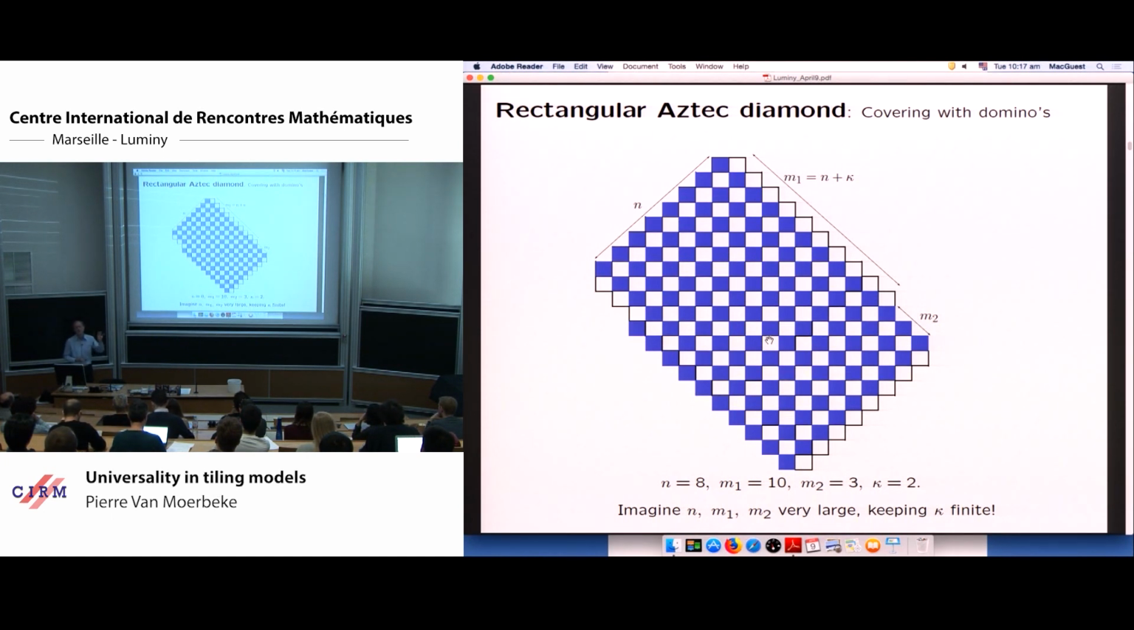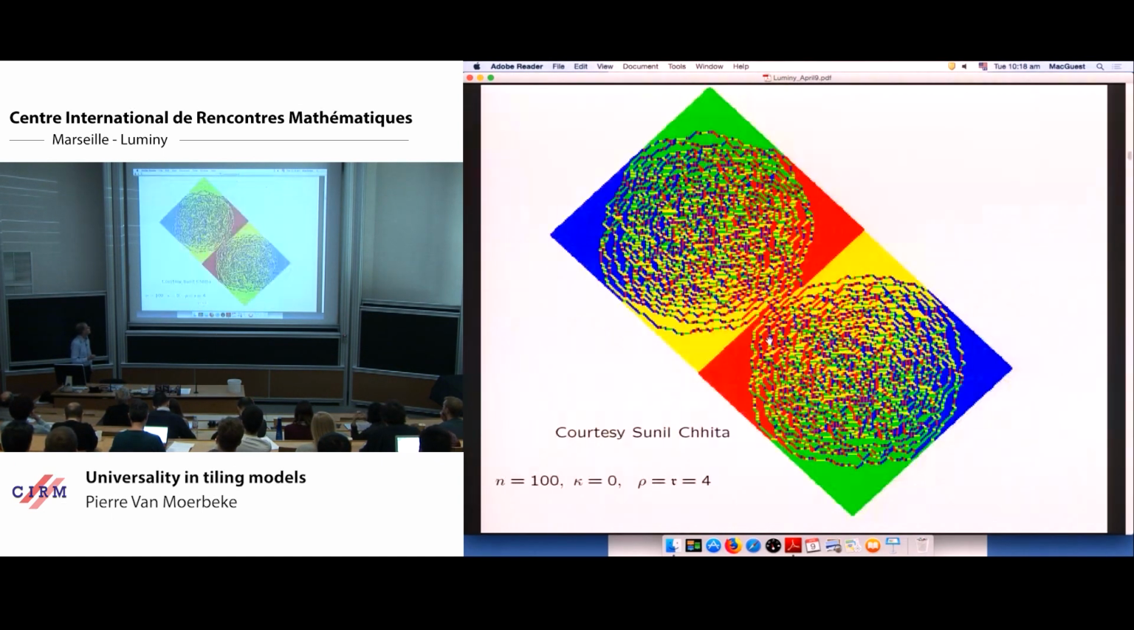That's what we are interested in. So, I mean, you tile this with the same tile that I've shown you before, and I immediately want to show you some simulation, because that really tells you where we are going. So this is also a simulation by Sunil Chhita. This is a situation where n is 100. So that's to say there are 100 squares here and 100 squares here. The kappa is 0, that's to say that this length is equal to that length. And well, I have to explain later what rho and r are. We'll come back to that picture later on.